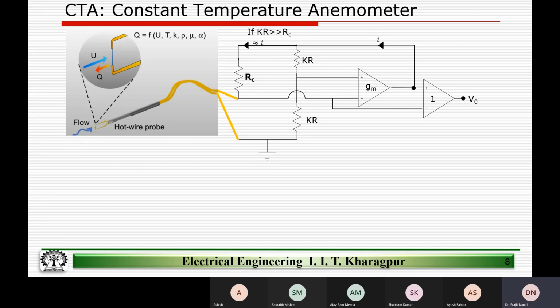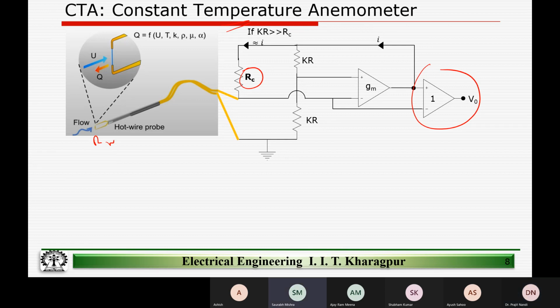So what we are doing now is ensuring by feedback that RW also remains constant and equal to RC, which means, of course, that the temperature of the resistor is not varying. So this feedback scheme of ensuring that the temperature is not varying, is this understood? We'll worry about this voltage later, but the feedback scheme is understood or not?